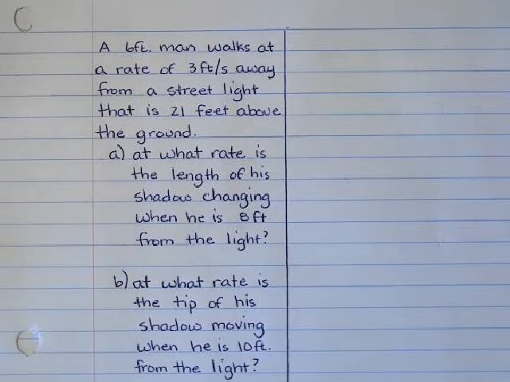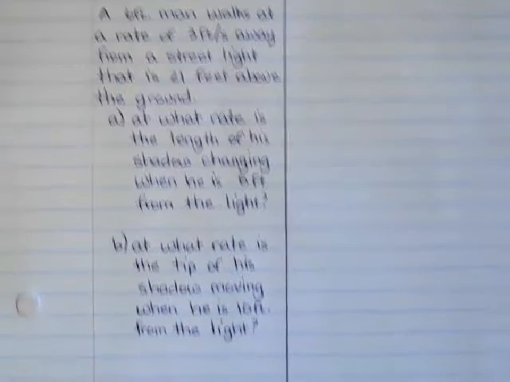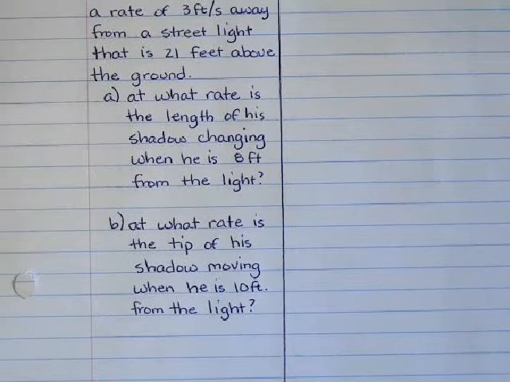Alrighty. So now we're going to look at a lamppost problem, and we're going to talk about a man walking away from a street light. So he's walking away, the light's shining on the man, and he has a shadow. We know that the street light is 21 feet above the ground, and we want the rate at which the length of his shadow is changing. And then in part B, the tip of his shadow, what rate is that moving?